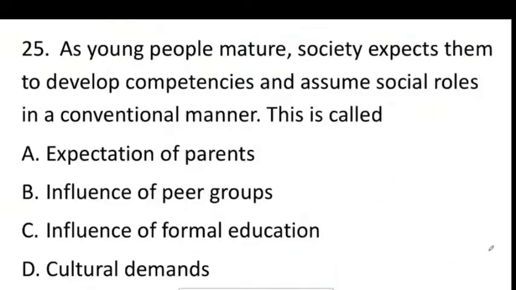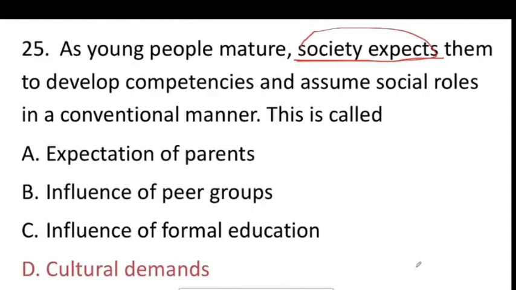Next question, 25. As young people mature, society expects them to develop competencies and assume social roles in a conventional manner. This is called A, expectation of parents, B, influence of peer groups, C, influence of formal education, or letter D, cultural demands. Okay, so what are some of the hints that we have here? Society expects. Okay, expectation ng society. So your correct answer here would be cultural demands. Kung ano ang demand ng ating kultura, so that's what we'd usually aim to do.